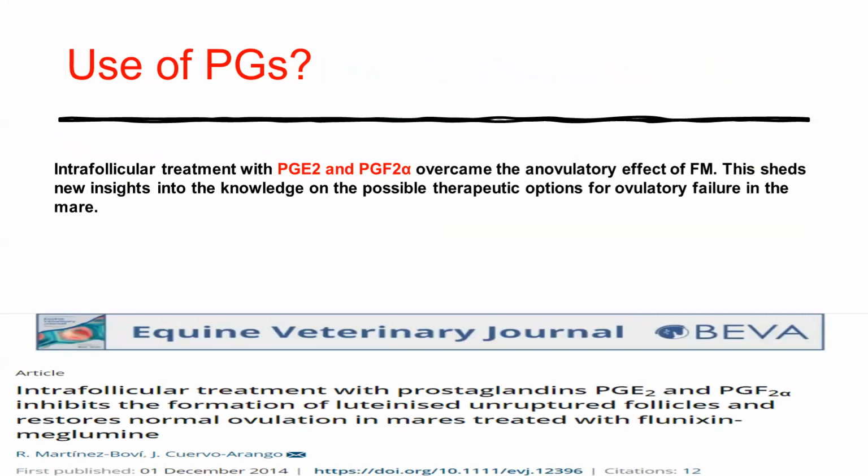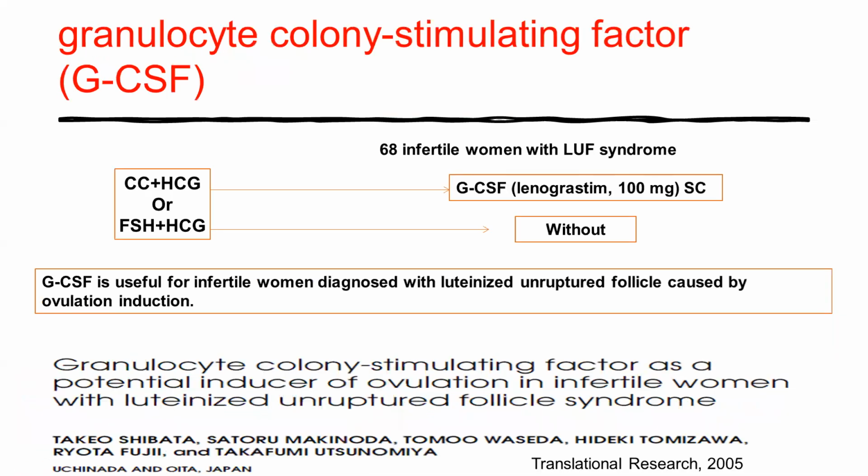We can use prostaglandins because antiprostaglandins inhibit rupture, so we can give prostaglandins, but these are animal studies using prostaglandin E2 or F2 alpha to overcome the process of LUFS. Actually, there are no human studies on the use of prostaglandins. And there are many studies on the granulocyte colony stimulating factor as a cytokine, which is important according to the inflammatory theory of rupturing of the follicle or ovulation.